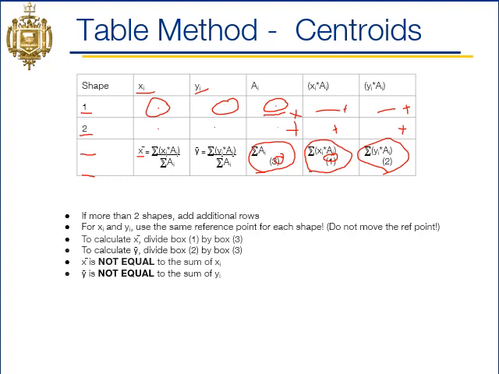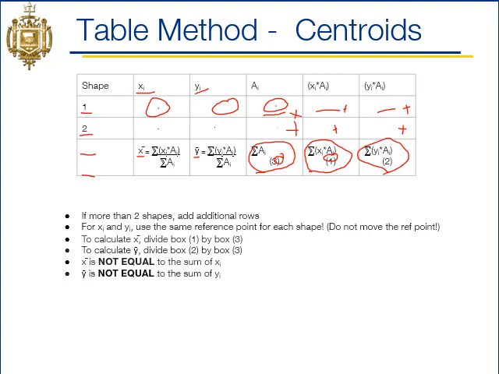Same process to find y bar. We'll just divide box 2 by box 3, and that will give you y bar. The common mistake I see is people will just add xi from shape 1 to xi from shape 2 and say that's x bar. That is not a proper calculation.